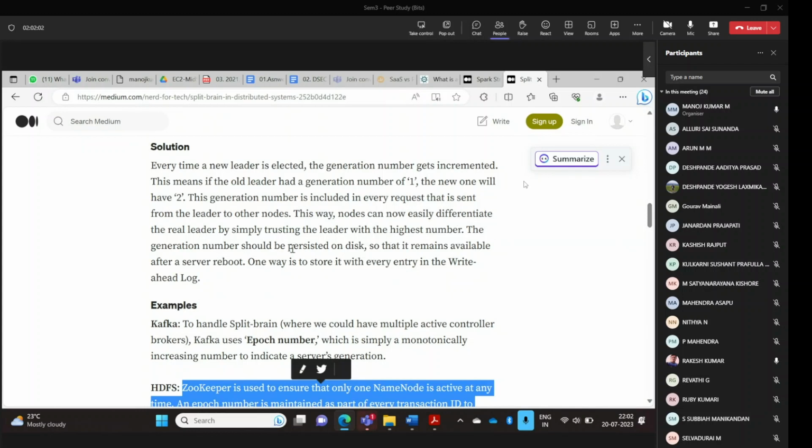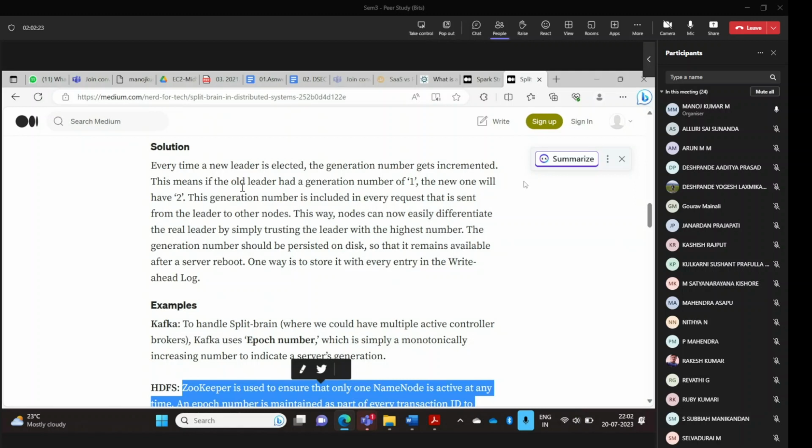The generation number should be persisted on the disk so that it remains available after the server reboot. One way is to store it with every entry in the write ahead log. So it will basically generate a number. The first leader will have 1.